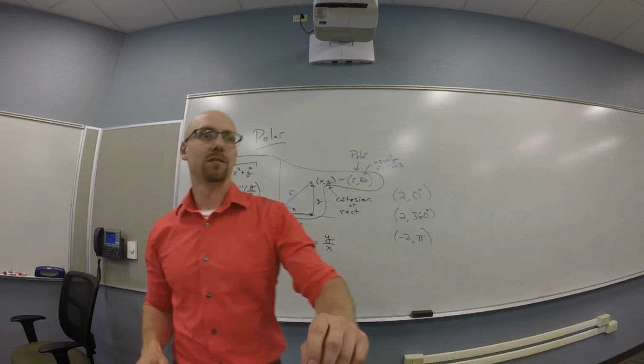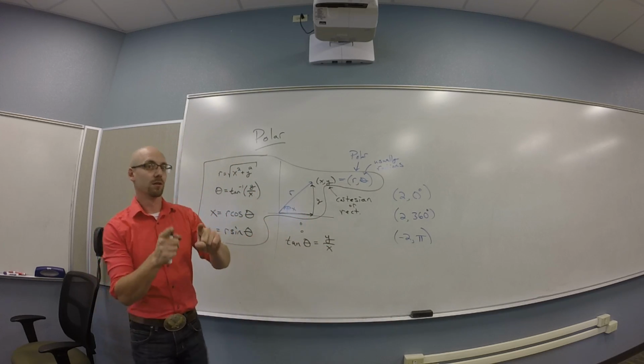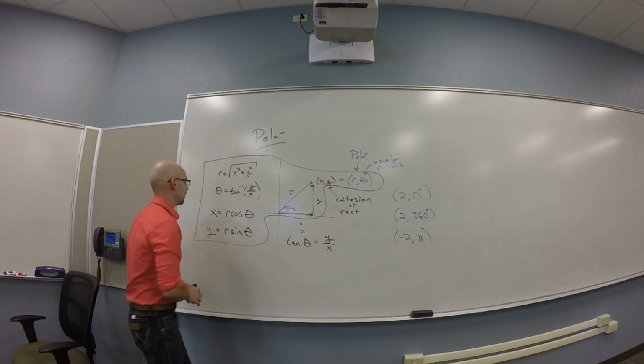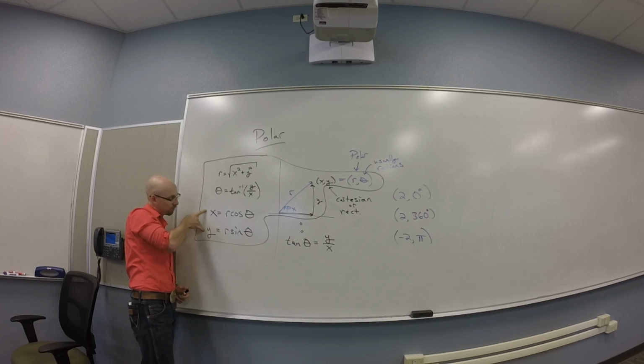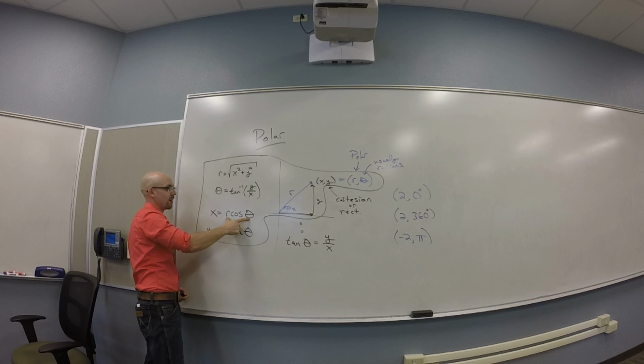All right. So these two are rectangular to polar, and these two are polar to rectangular. You guys see that? If I know an r and a theta, I plug those in, I get an x, and plug those in and get a y.